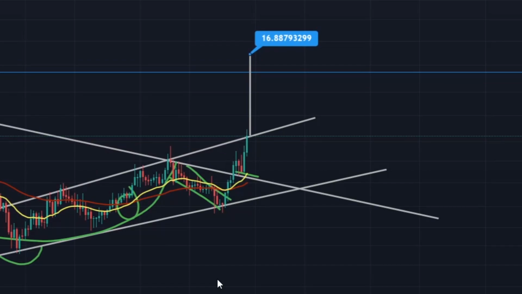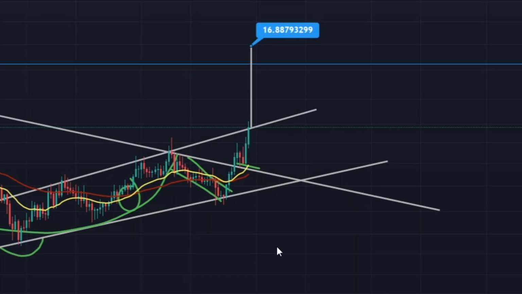So yeah, that's LIT, guys. I hope you like that price prediction. Failing that, if we were to fall down, then I would target the previous highs as support, guys. You know how we target those support levels. So that's just a quick price prediction for LIT, guys.